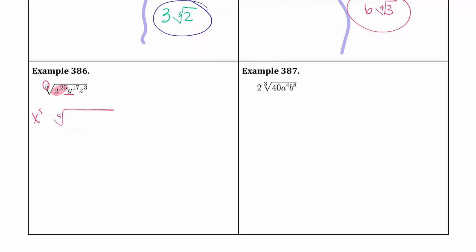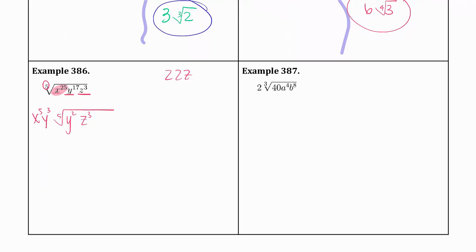If we think about my y's, y to the 17th, how many groups of 5 can I make with that? I can make 3 groups of 5. 3 times 5 is 15, which means I've got 2 of them left over. And if I look at my z to the 3rd, well, I don't have enough to make a group of 5. I just have z times z times z. So I can't make any groups of 5, so I just keep that z to the 3rd on the inside.